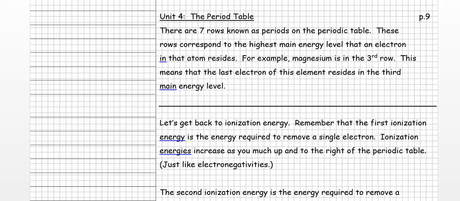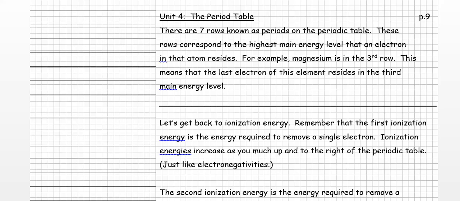So we've looked now at many different aspects of the periodic table, and I want to look again at the rows of the periodic table and what those rows signify. We have 7 rows on the periodic table, and these rows correspond to the highest main energy level that an electron in any atom resides.